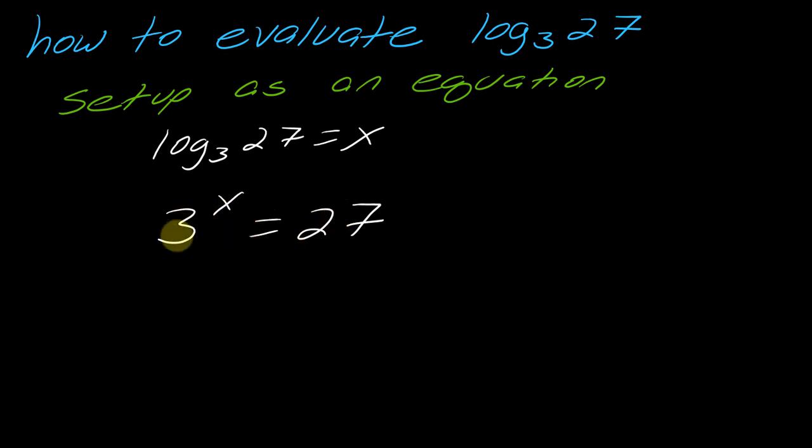And then you've really just got to start going through your powers here. So 3 to the first is 3, 3 squared is 9, 3 cubed is 27. So that's kind of the way that you can go through this. And when you're dealing with these kinds of equations, it's usually going to be more basic exponents. You shouldn't really be too worried that it's going to be some crazy decimal or something.